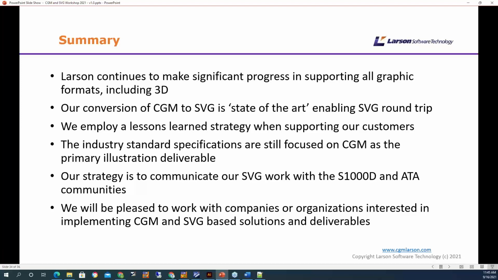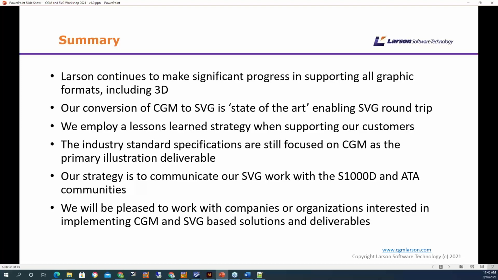I would say that nobody else is really doing this work with CGM to SVG. You know, our tools are used by a lot of vendors and users, so we get a lot of information from them, which enables us to get the best conversion that's possible. And we obviously use those lessons that we get from customers in our own software. Very valuable.